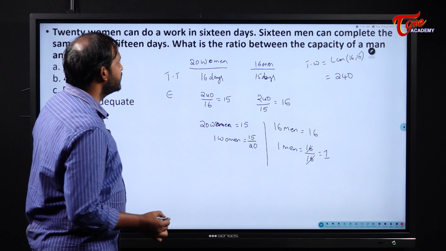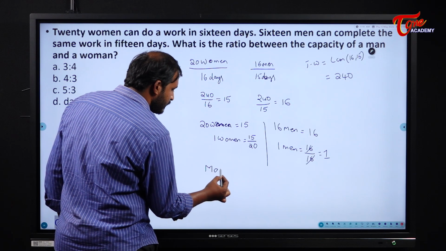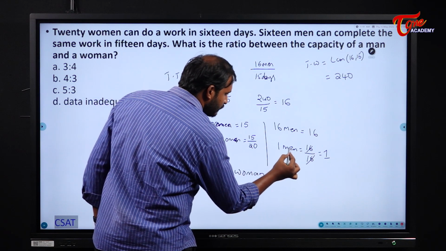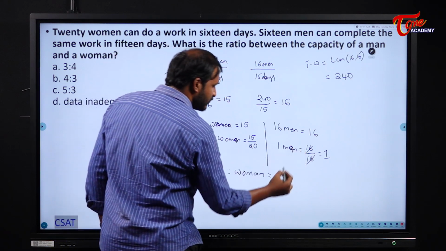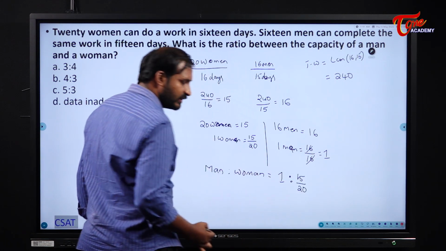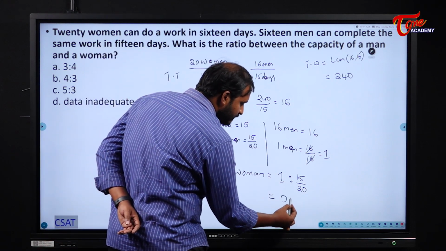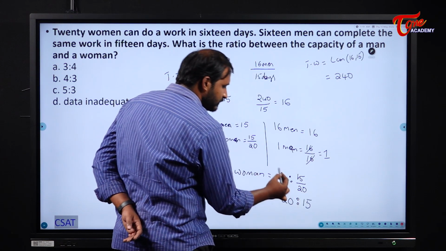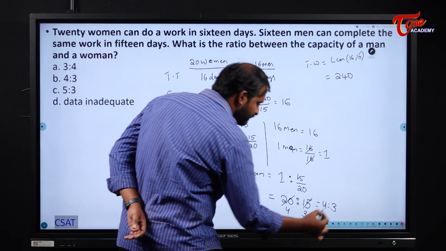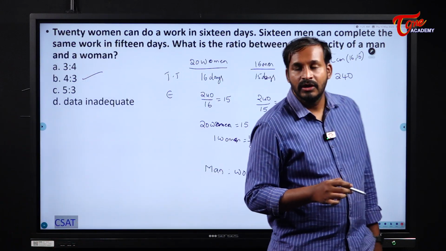What is our question? What is the capacity of a man and a woman? Man is to woman, their efficiency. One man and one woman. One man is how much? 1. One woman is how much? 15 by 20. Now 15 by 20 means you can cancel here or here, it doesn't matter. So it becomes 20 is to 15, which later becomes 4 is to 3. Man's efficiency is to woman's efficiency is equal to 4 is to 3.